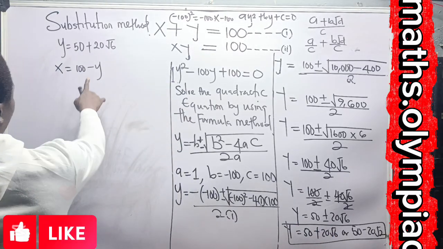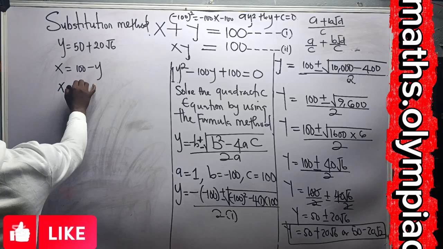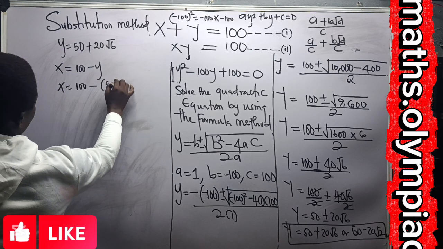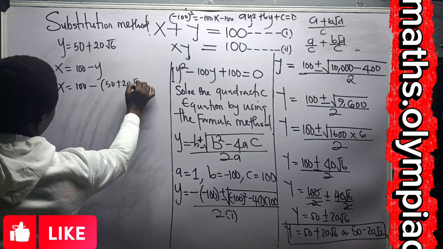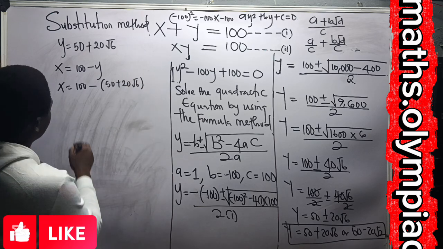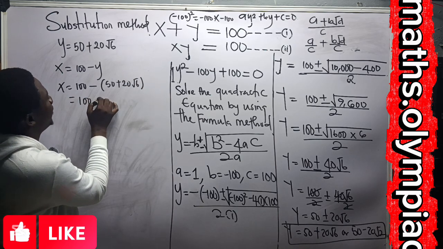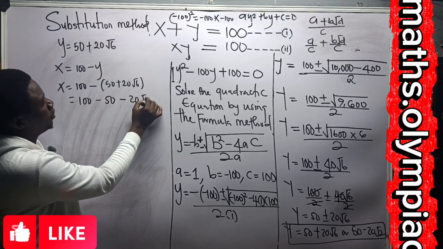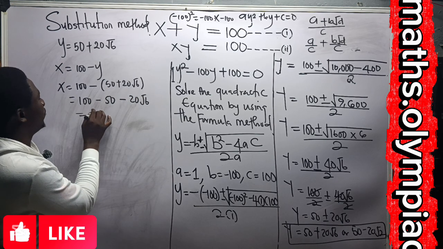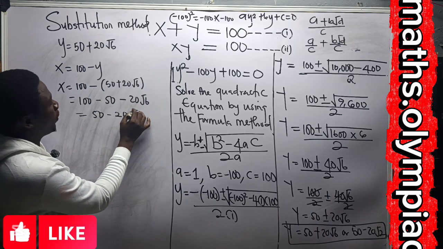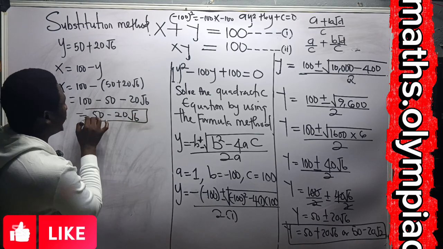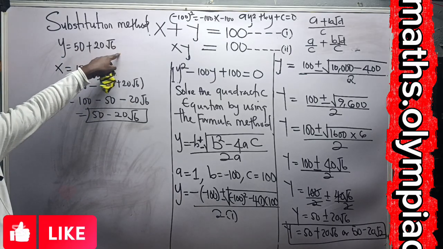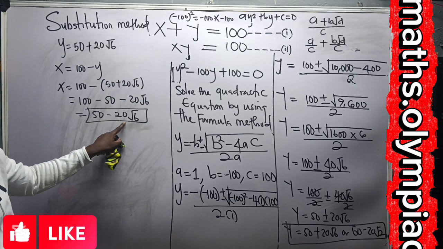So if I take the first value of y and put it here, x will be 100 minus 50 plus 20 root 6. Do you understand? So this will give us 100 minus, open the bracket, minus 50 minus 20 root 6. So 100 minus 50 will give us 50 minus 20 root 6. So this will be the values of what? Of x. So when y was 50 plus 20 root 6, x was 50 minus 20 root 6.